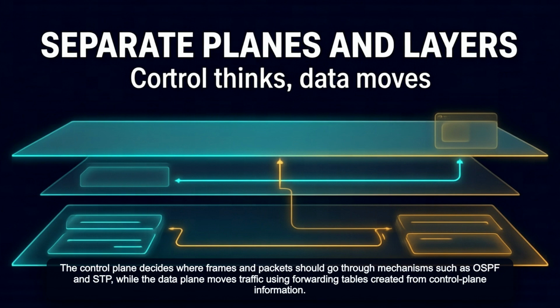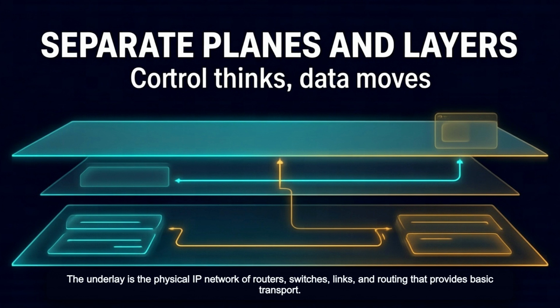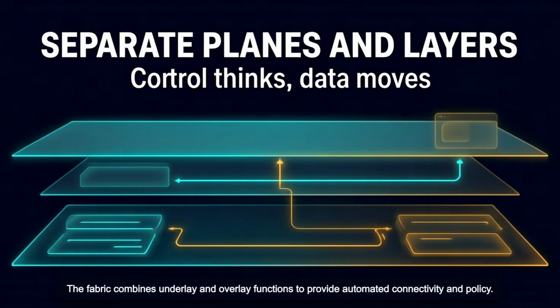A software-defined architecture separates useful concepts into underlay, overlay, and fabric. The underlay is the physical IP network of routers, switches, links, and routing that provides basic transport. The overlay is a virtual or logical network built over that transport, often through tunnels between edge devices. The fabric combines underlay and overlay functions to provide automated connectivity and policy.